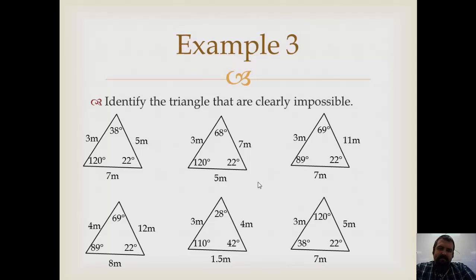Let's go back to this. Identify the triangles that are clearly impossible. This is example 2 from before. This one we've already said is impossible. This one here we've already said is impossible. These 4 we said possible with a question mark. So let's just check. Does 3 plus 11, is that greater than 7? Well, 3 plus 11 is 14. 14 is a larger number than 7. So yeah, it works there.